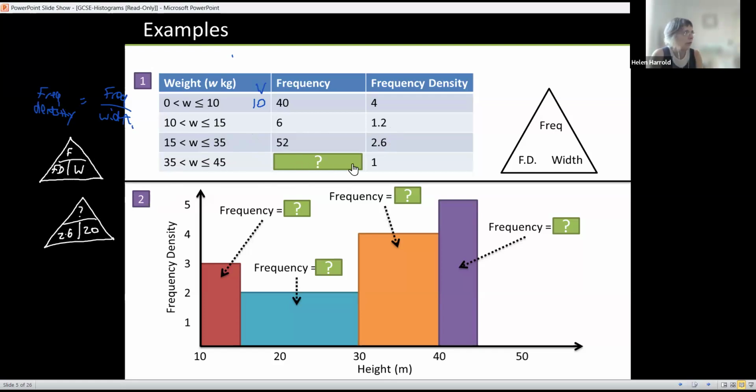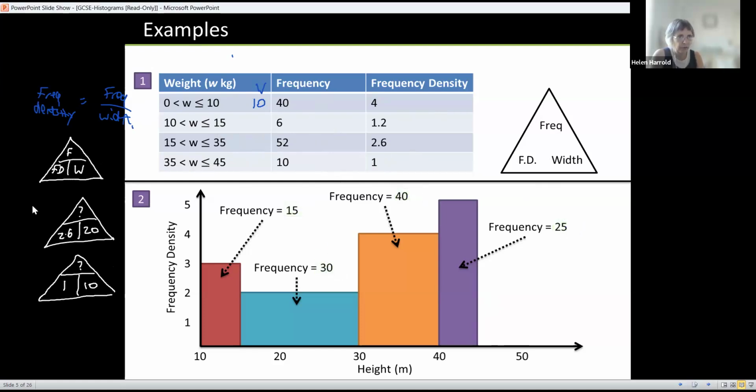And this one will be the same. So what will this one be? I'm going to put it in here. I've got frequency density, which I know is 1. This time I've got a class width of 10, and I'm trying to figure out this one here. So it's using this formula with the information that you've got here and using the class width, and they've actually just put the triangle there for you. So let's try another one.